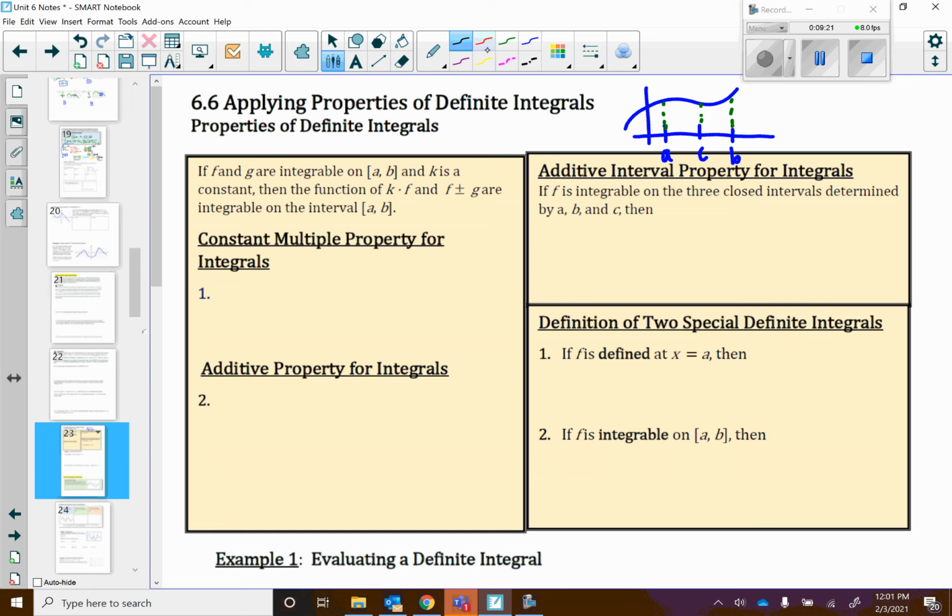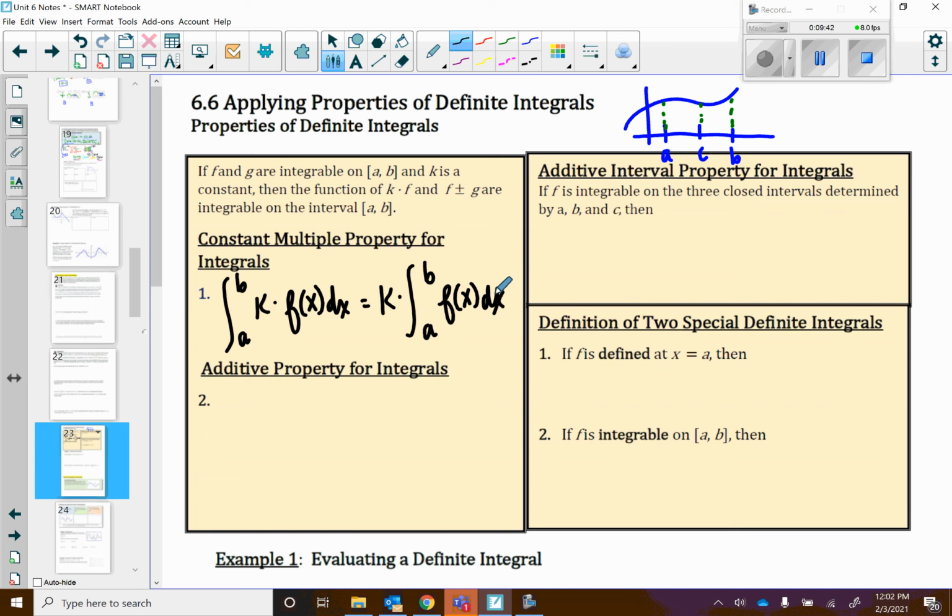First property is the constant multiple property, which says if I have the integral from a to b of some constant times that function with respect to x, I can pull this constant out. It's equal to k times the integral from a to b of f of x dx.